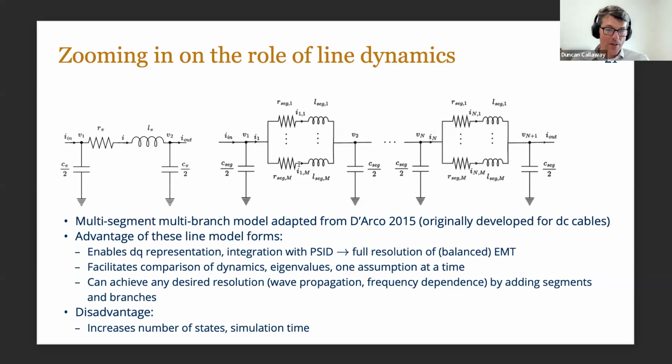And then it facilitates comparison of dynamics eigenvalues just one assumption at a time. So working with the PSID, we can remove multiple branches, for example, or multiple segments and look to see how that impacts, by taking away frequency dependence, for example, the fidelity of our transmission line modeling. We can do that all within the same framework that we've been working with so far, PSID. But of course, as you might be thinking, the disadvantage is that as you increase the number of branches and the number of segments, you're going to increase the number of states in the simulation time. So we have to manage that as we go through.